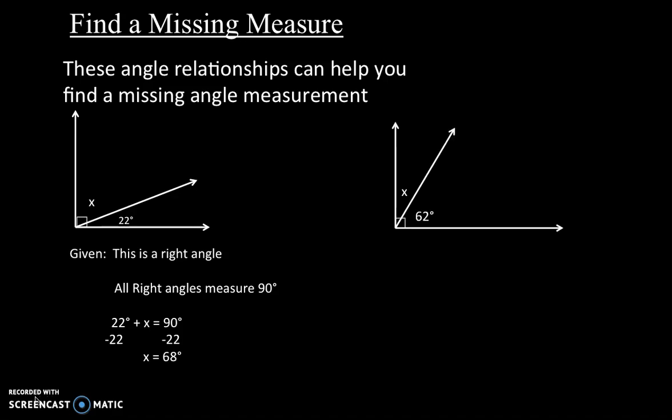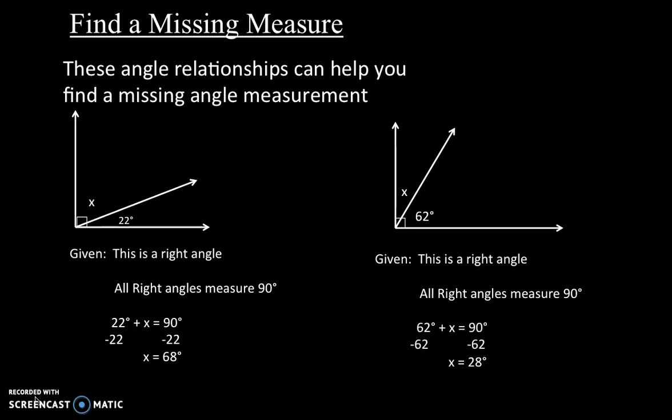Here's another example. I have x and 62 degrees. Again, we know it's a right angle. All right angles measure 90 degrees, and we can do our algebra to find out that x is equal to 28 degrees.